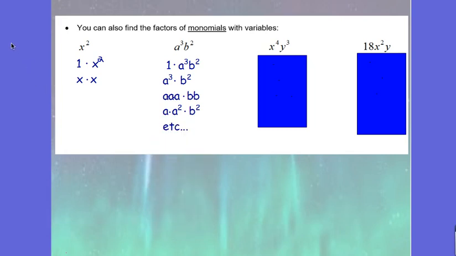Try breaking apart x to the 4th y cubed. See how many pairs of factors you can come up with. Please pause the video now. Okay, let's see what you came up with.